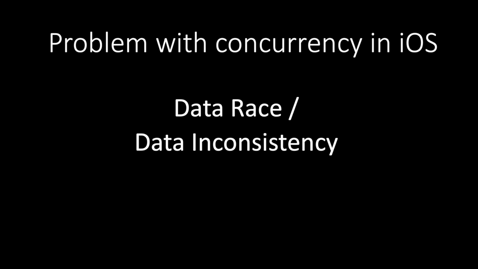The major problem with concurrency is the data race, or data inconsistency. If multiple threads are accessing a shared common resource, this leads to data inconsistency, which we also call a data race. The shared resource is not properly updated by one thread, but another thread goes on to access it. This leads to the problem.